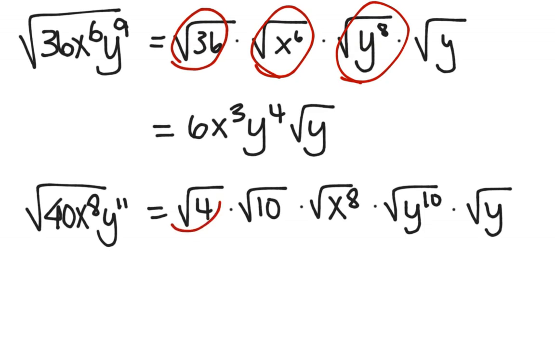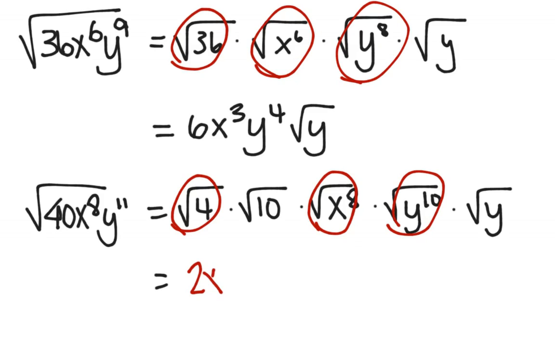And again, what I am circling in red, I can actually take square roots of, and I am going to do that. And that gives me 2x to the 4th, y to the 5th. I cannot take square root of 10 and y. We multiply them back together and put them under the square root. Okay. Let's delete this page. Here we go. Sorry about that.